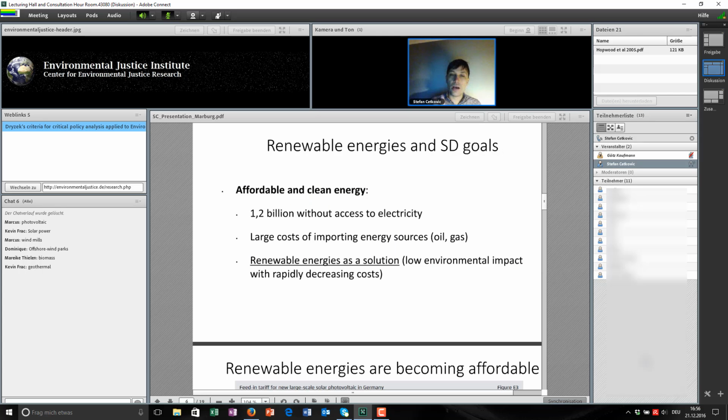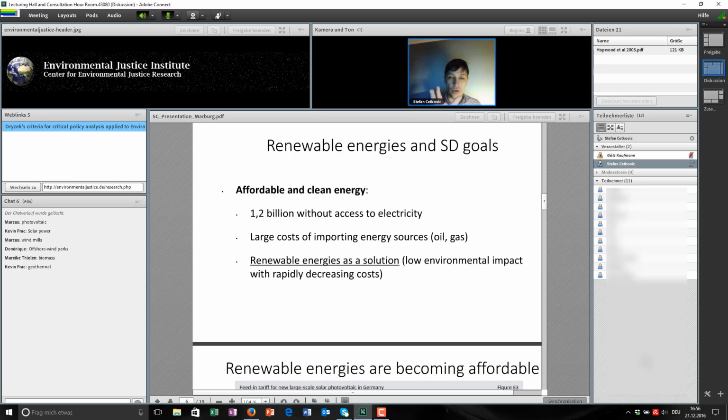And then let's see now how renewable energies can contribute. I will just highlight a few of the sustainable development goals, basically just to show you what role renewable energy technologies can play in achieving these goals. And the first goal is very straightforward.